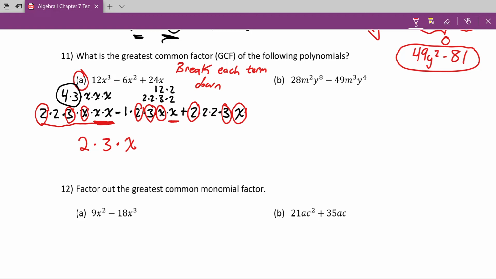All right, so notice that I didn't redraw a bunch of them. Like I didn't draw three 2s, three 3s, and three x's. It's only what they have in common. So they each had a 2, they each had a 3, they each had an x. So the last thing to do for greatest common factor is just say, well, what is 2 times 3 times x? 2 times 3 is 6. 6 times x is 6x.